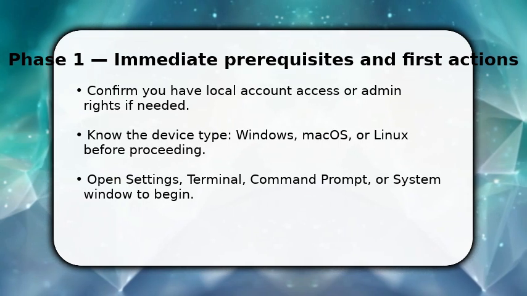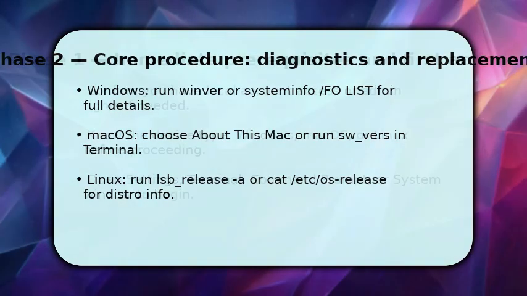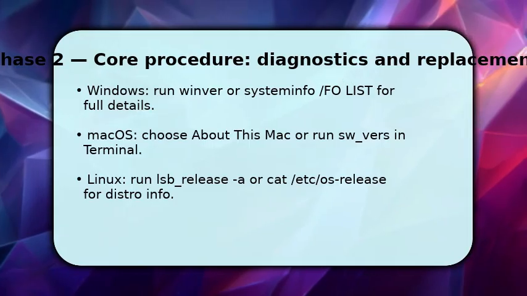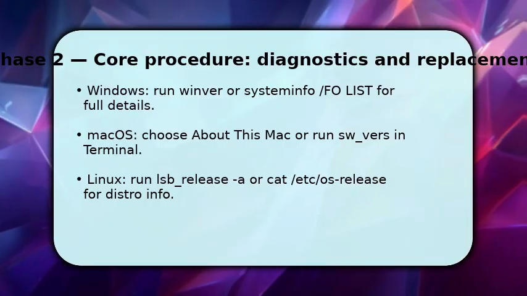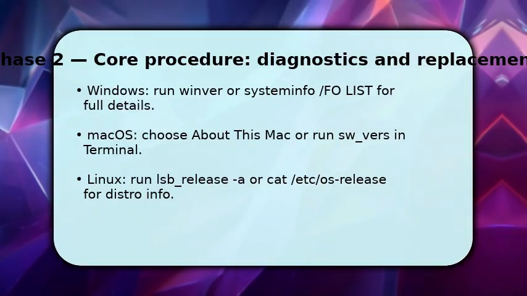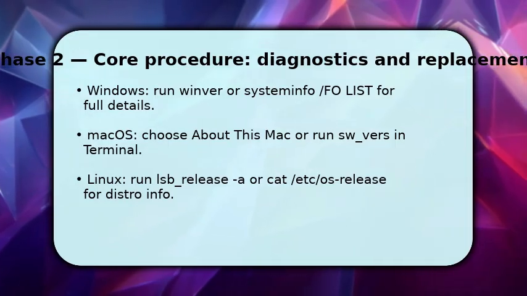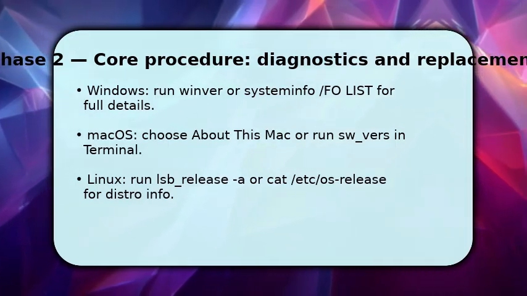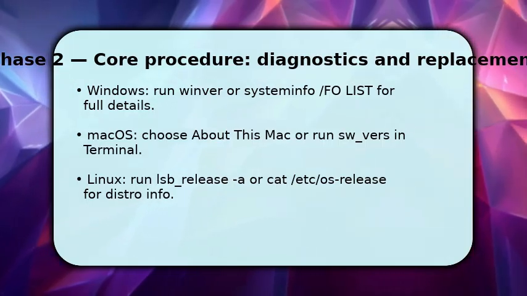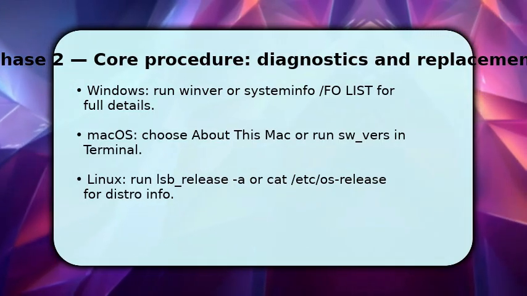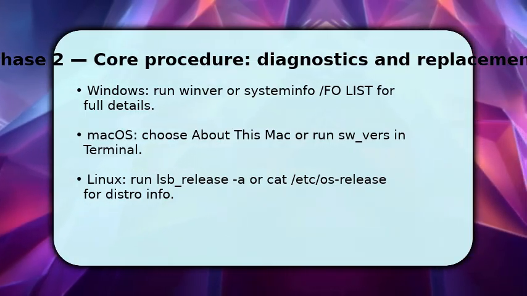Now run the platform-specific commands, and I'll explain why each helps. On Windows, winver gives a quick dialog with build info, while systeminfo returns architecture and patch level in text, useful for scripts. On macOS, About This Mac shows the product name and version, and sw_vers prints precise build numbers for support. On Linux, lsb_release or /etc/os-release reveal distro ID and version. They are consistent across distributions.